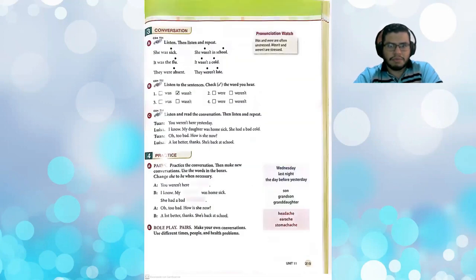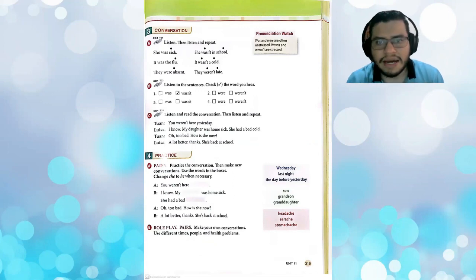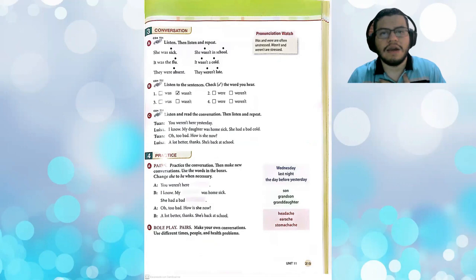The next one is about the conversation. Remember pronunciation, watch. Was and were are often unstressed. Wasn't and weren't are stressed. Por ejemplo, yo digo, yo estaba, I was, él estaba, he was, she was, it was. Usted estaba, nosotros estábamos, ellos estaban, they were, you were, we were.